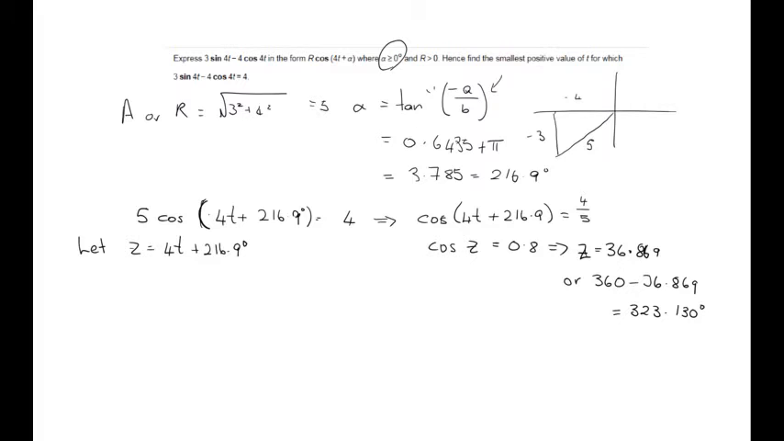We didn't want z, we wanted t, so t is equal to, just rearranging this, z minus 216.9 divided by 4. So our t value, now if we use the first one we're going to get a negative answer, so let's use the second one. 323 minus 216.9 divided by 4 would be 26.6 degrees.